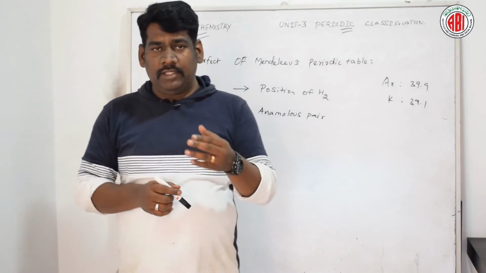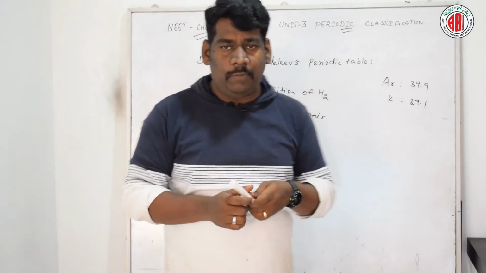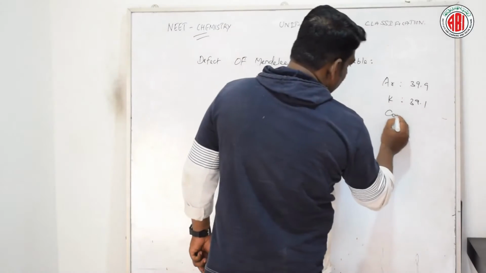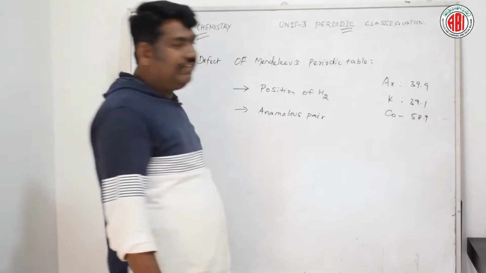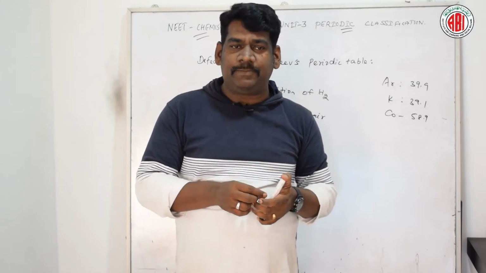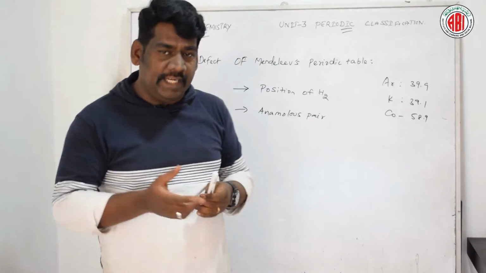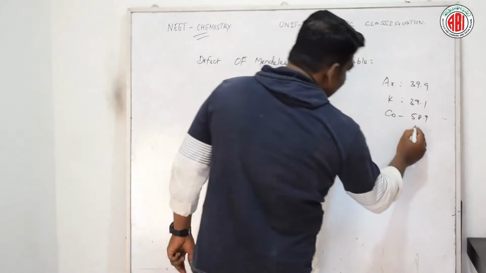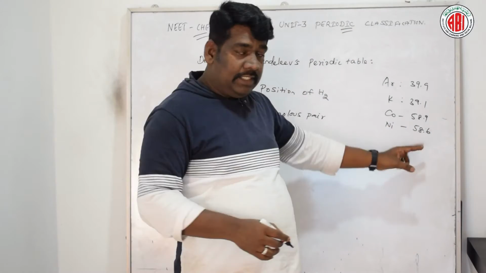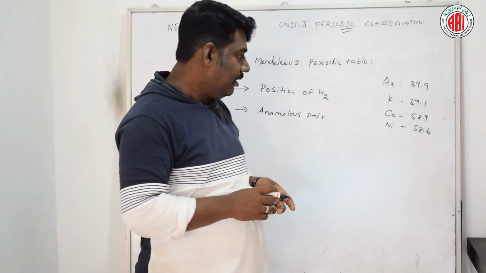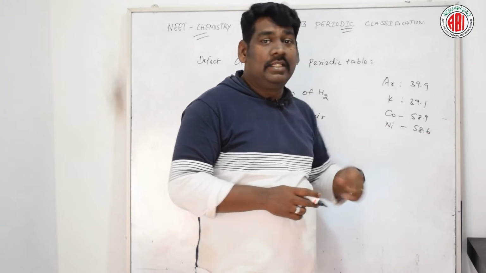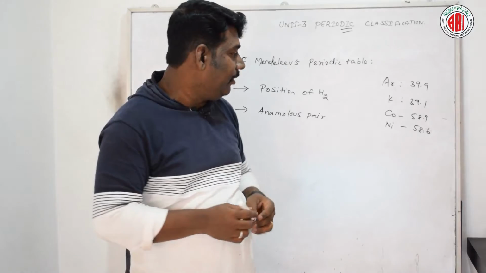One more example is cobalt. Cobalt's atomic mass is 58.9, and cobalt is placed before nickel, whose atomic mass is 58.6. This also is not correlated, since cobalt, placed before nickel, has a greater atomic mass than nickel.